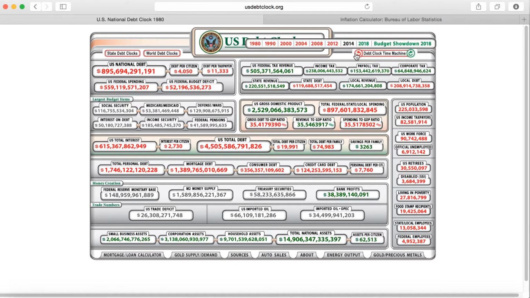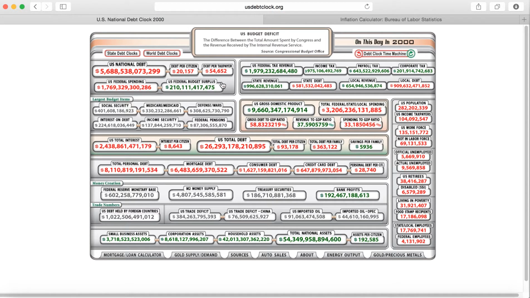If we go back to 2000, we can see here's our budget surplus. This is the green right here where we were running a US federal budget surplus. We still had a debt of almost $5.7 trillion. However, we were running a budget surplus that was paying down that debt.